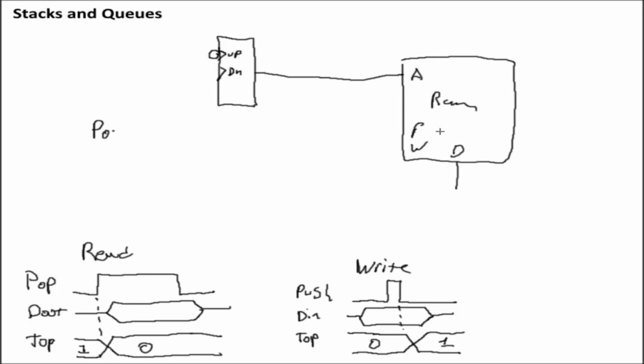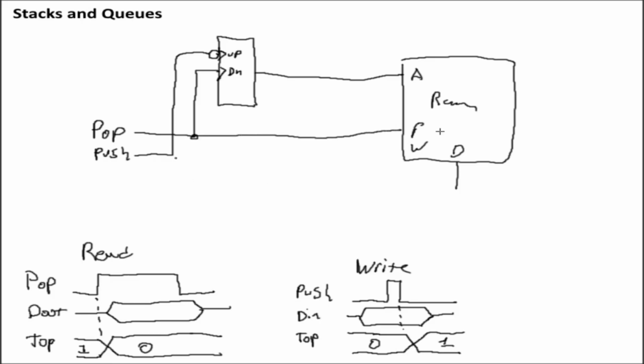But then we're going to have the two inputs, pop and push. And those are going to be our controls. Pop is going to decrement the counter, so that's going to connect to that directly. Push is going to increment the counter, so that's going to connect to that directly through our falling edge circuit here. And then again, pop is basically going to read from RAM, and then push is going to write to RAM. And that's basically our stack circuit. It's a lot simpler than the queue circuit because, again, we're only dealing with one counter.